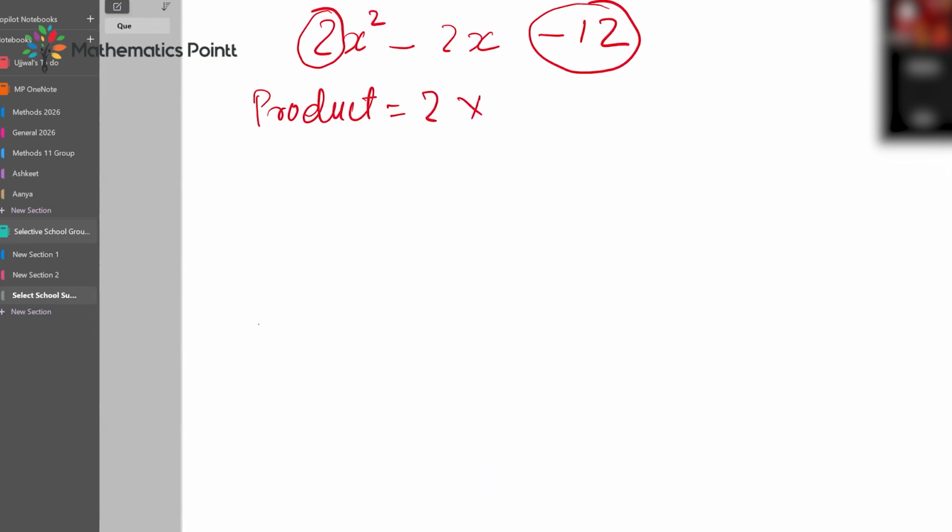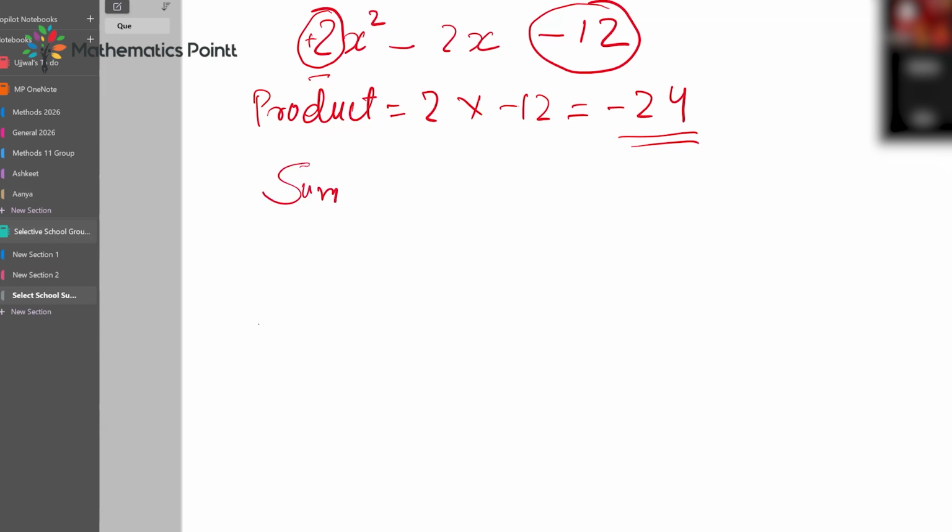2 times, this is a positive 2, and this is a negative 12. So it is negative 24. Evie, yes, you're right, but you slightly need a bit more variation in. All right, so my product is negative 24. I told you to multiply the first term and the last, the leading coefficient and the constant term.